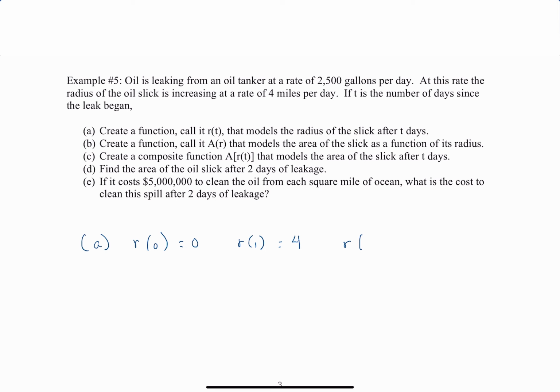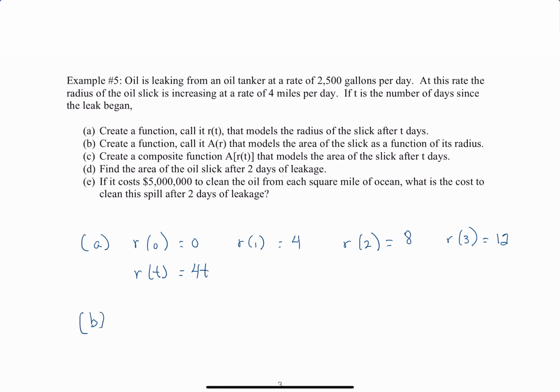Then, after a second day, it increases by another 4 miles, so the radius is 8 miles. Let's do one more. After another day, the radius increases by another 4 miles, so the radius is 12 miles. So our radius after t days is going to be 4 times t. And if you were able to just write down r of t equals 4t, that's great.